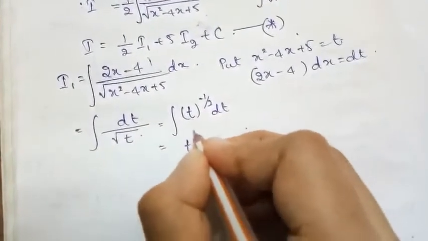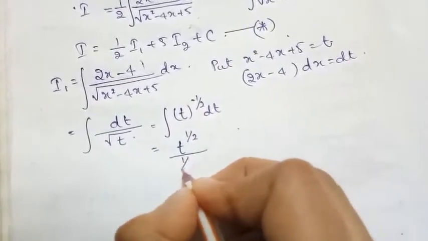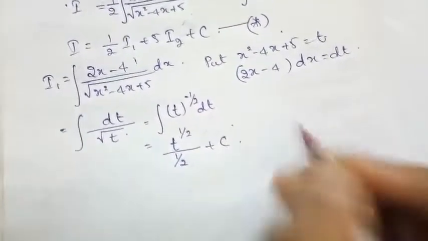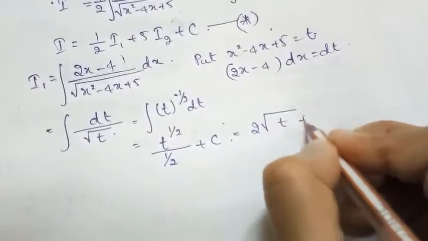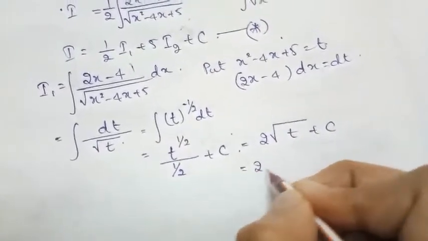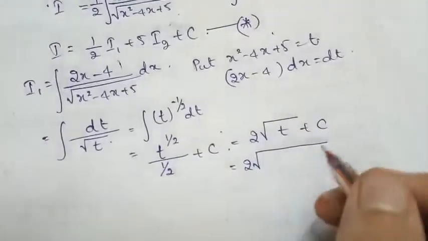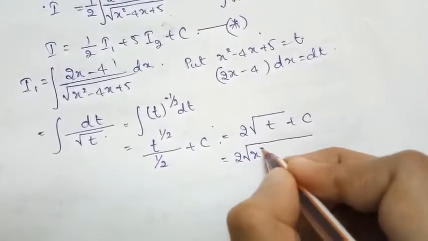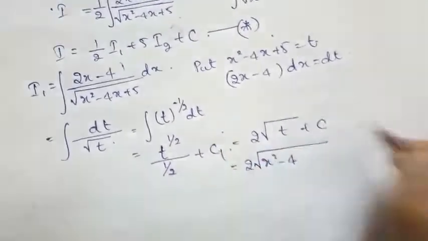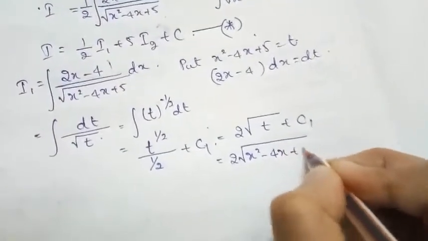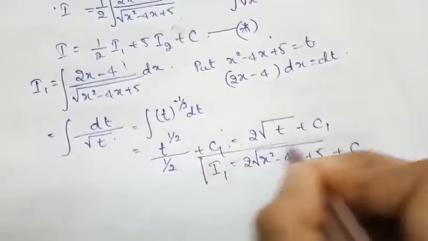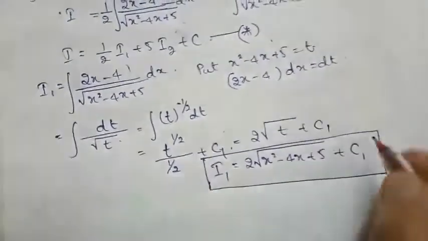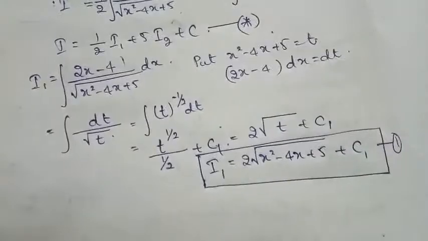So what is the integration of this one? That is t to the power 1 by 2 divided by 1 by 2, plus c. That is nothing but 2 times the square root of t plus c. What is the value of t here? That is 2 times the square root of x square minus 4x plus 5, plus C1. So clearly this is the value of our I1. I'll call this one as equation 1 here.